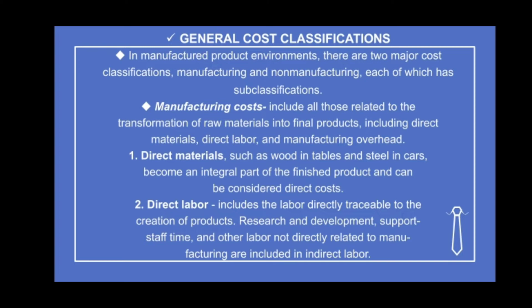Second is direct labor. It includes the labor directly traceable to the creation of products. Research and development, support staff time, and other labor not directly related to manufacturing are included in indirect labor. Some examples of direct labor include quality control engineers, assembly line workers, production managers, and delivery truck drivers.